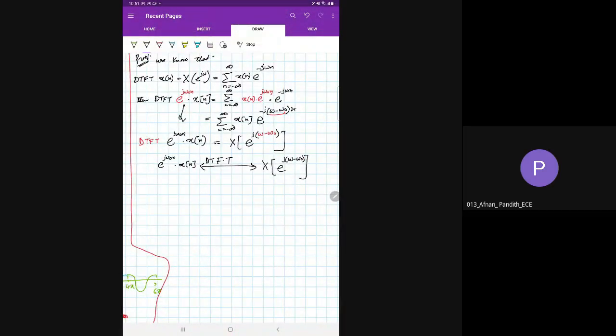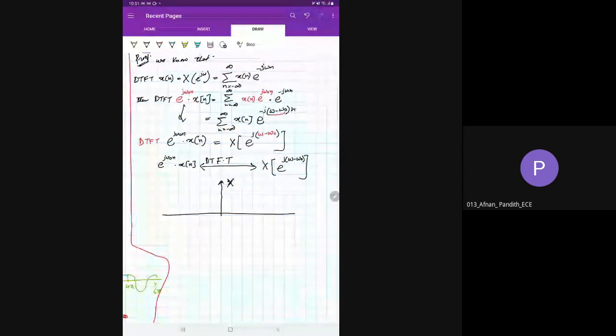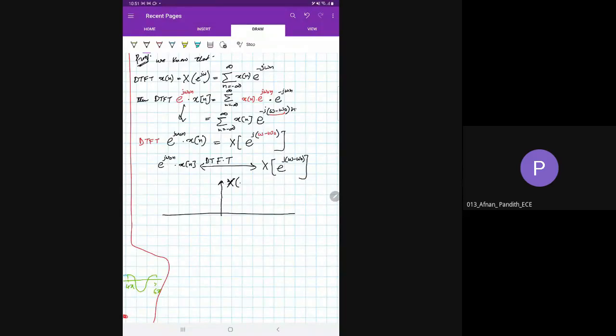X of e raised to power j omega. So say for example this is x of e raised to power j omega. I am trying to plot the Fourier transform, x of e raised to power j omega. Say for example, somehow we are able to plot it like this. Let us not go into the details of how it is triangular, but say for example, it is plotted like this.